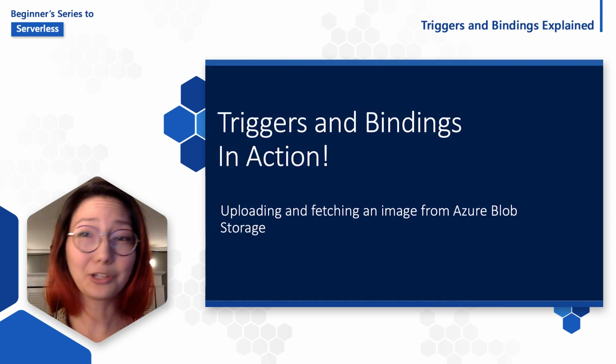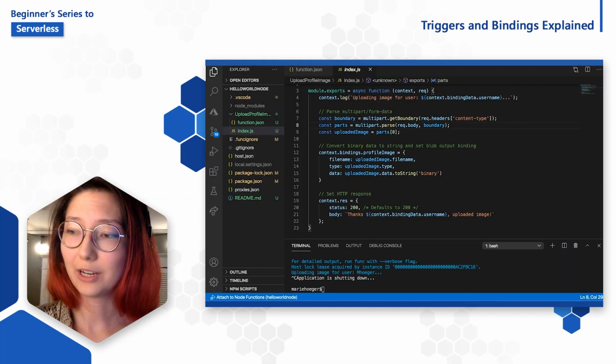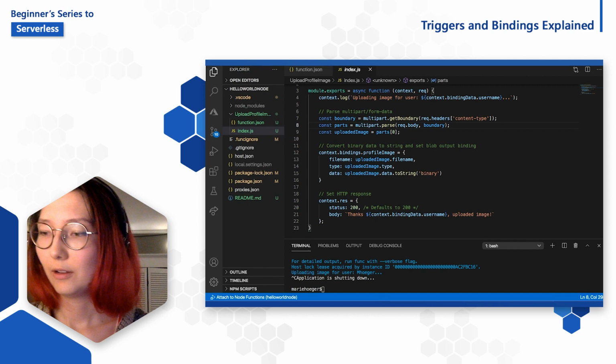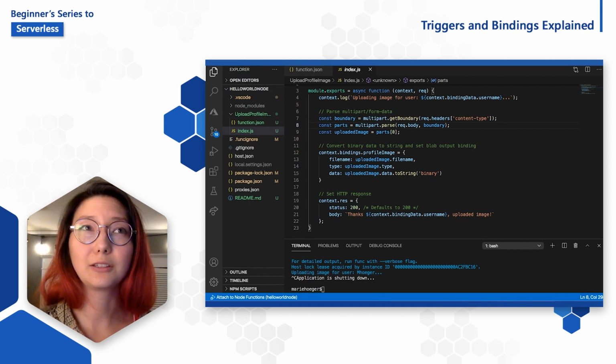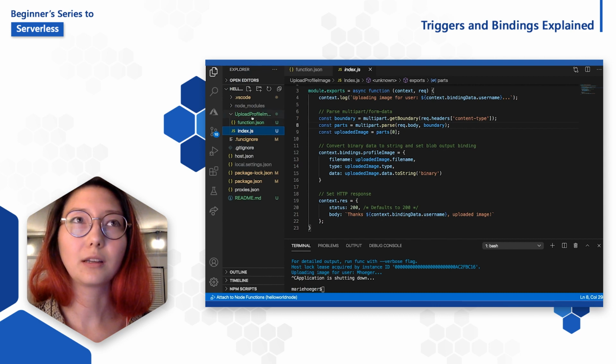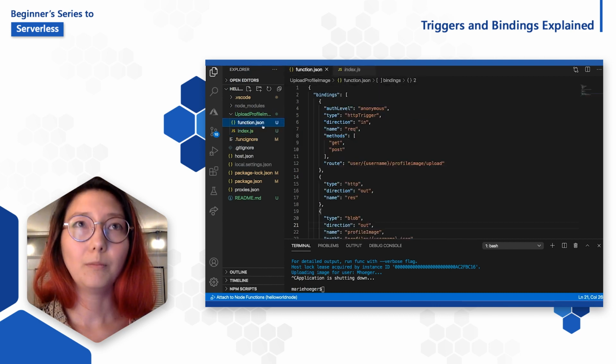Let's see what this actually looks like with a code example. In this demo, I'll be using an HTTP trigger, a blob input binding, and a blob output binding. Here's my function app, which is a collection of functions that deploy and scale together. I use Azure Functions extension for VS Code, which gives me the ideal development environment. This is my single function called upload profile image.